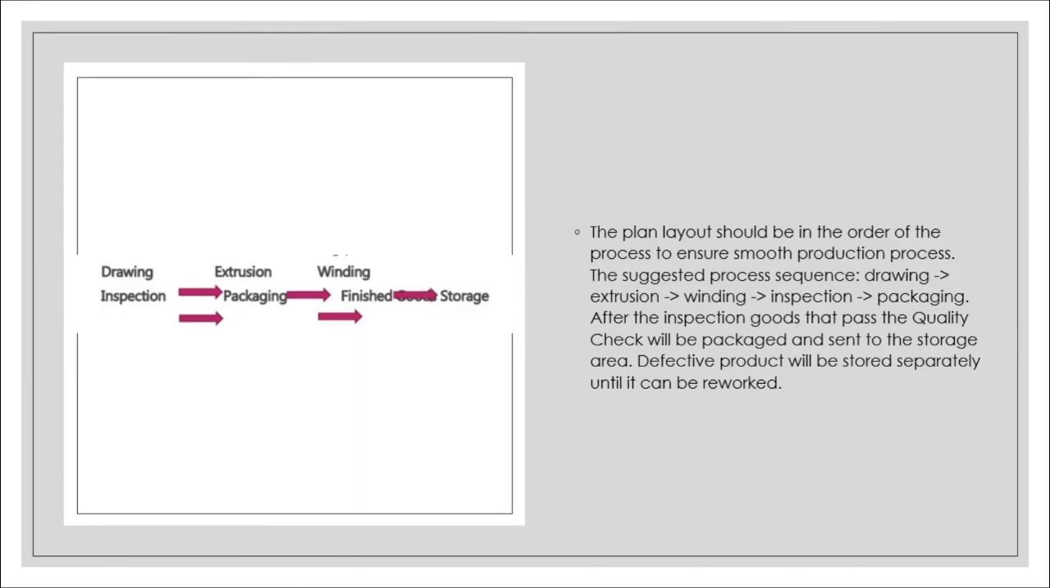The plant layout should be in the order of the process to ensure a smooth production process. The suggested process sequence: drawing, extrusion, winding, inspection, packaging. After the inspection, goods that pass the quality check will be packaged and sent to the storage area. Defective product will be stored separately until it can be reworked.